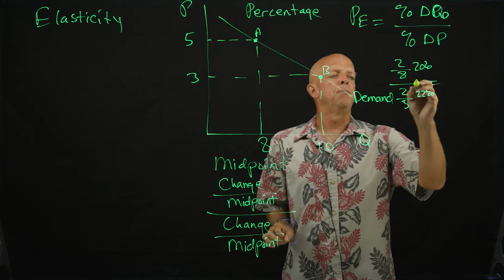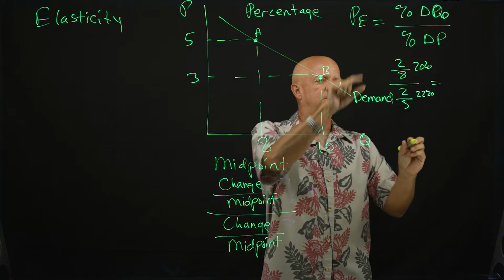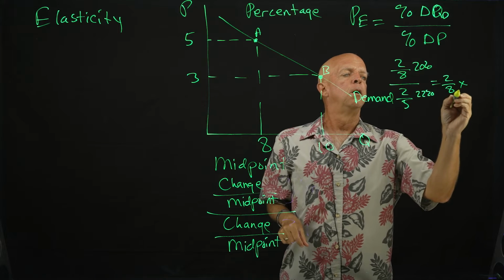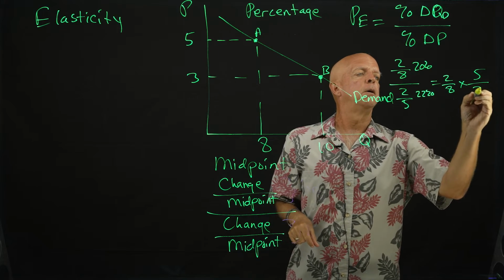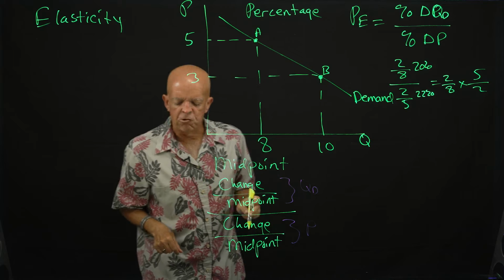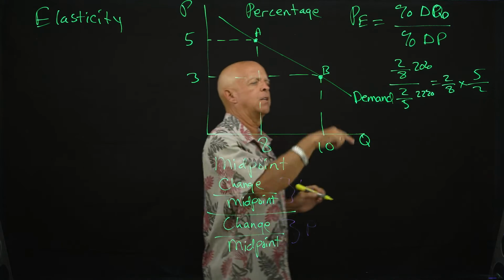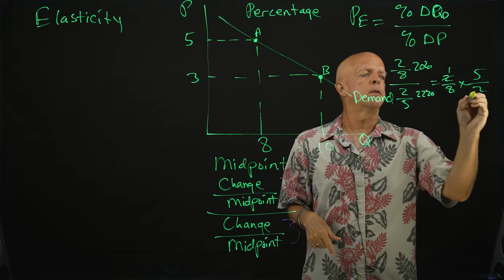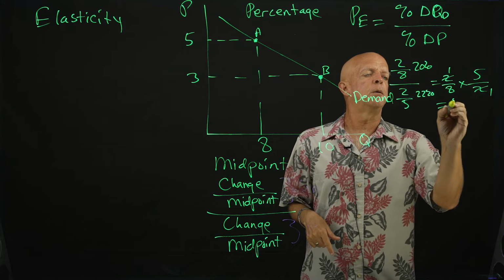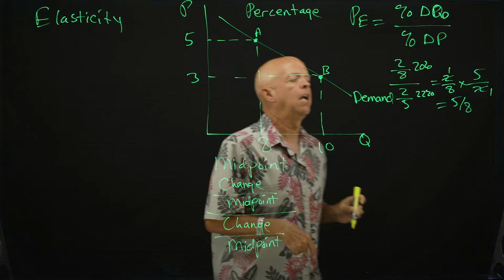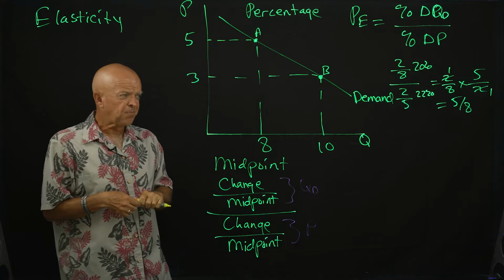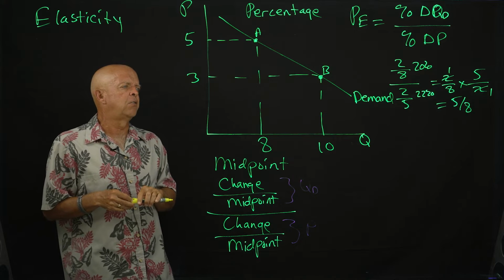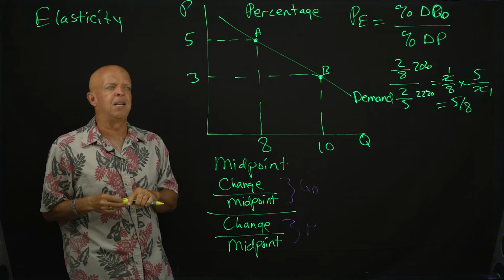When you have a fraction over a fraction, you can easily convert that to something easy, like this: 2 over 8 times 5 over 2. You multiply by the reciprocal, take that out, and this becomes 5/8.